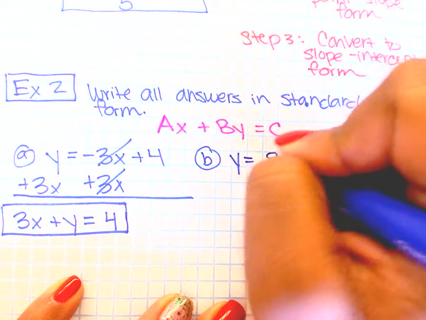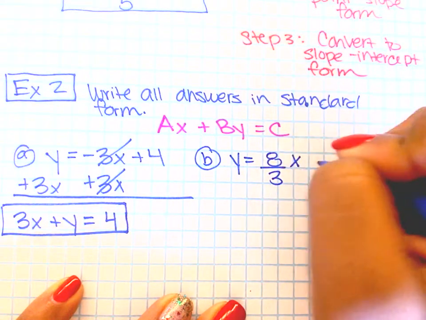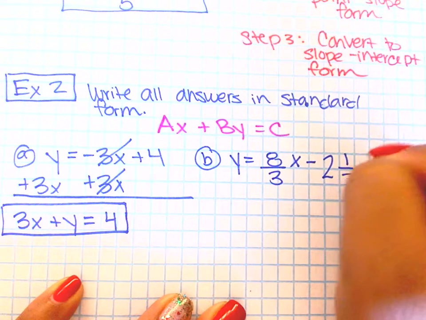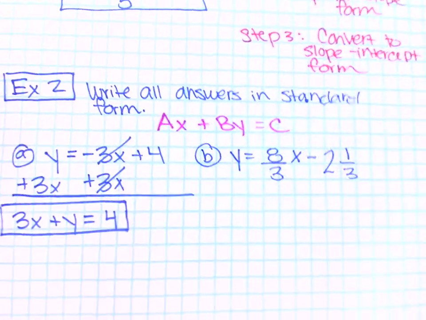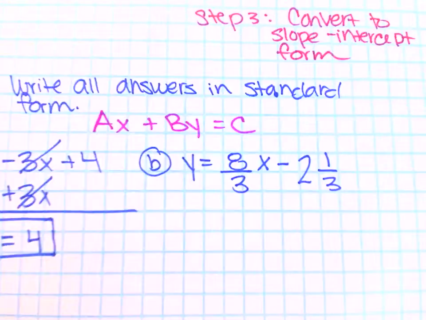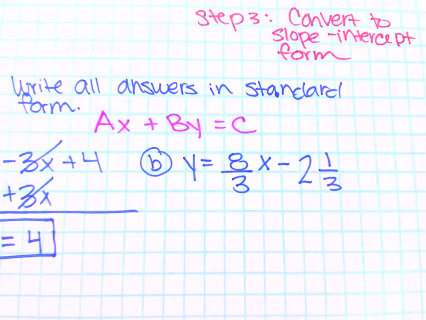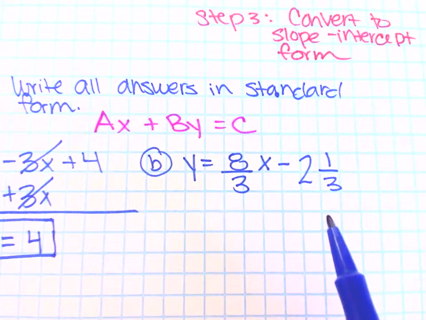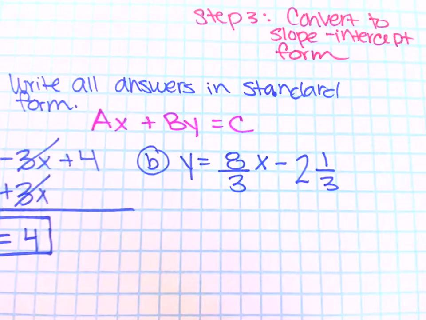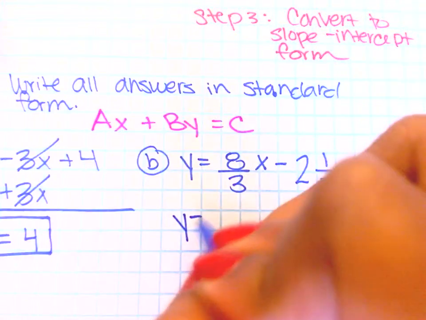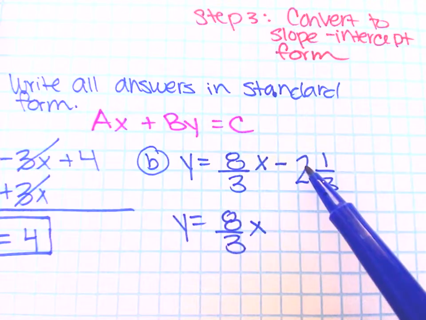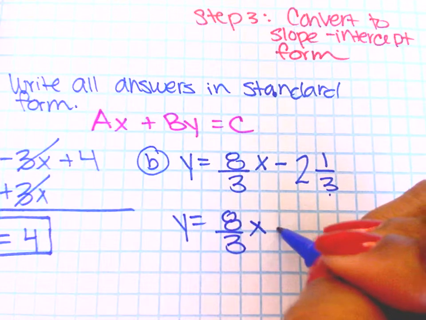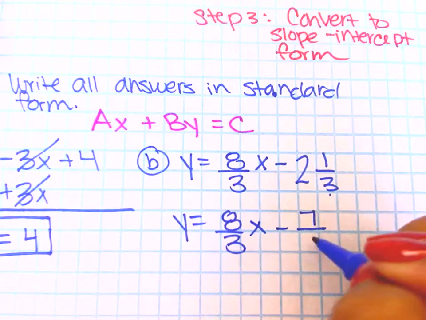Y equals 8 over 3x minus 2 and 1/3. Miss Kern, so many fractions. No, it's okay. We can do it. We need to just convert this to standard form. This is like yesterday's homework. The first thing I want to do is, do we want to keep this in mixed number form? No. So the first thing I'm going to do is make that into an improper fraction. So y equals 8/3 x. Remember the improper fraction? 3 times 2 is 6. 6 plus 1 is 7 over the denominator 3.